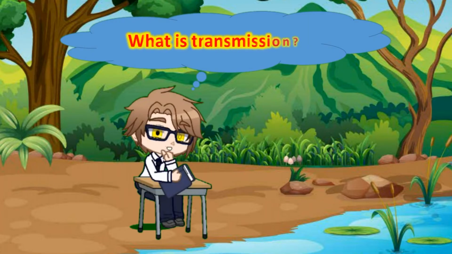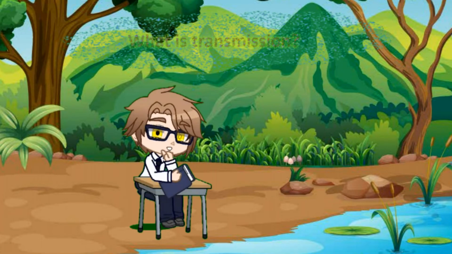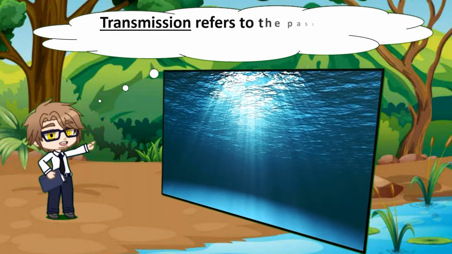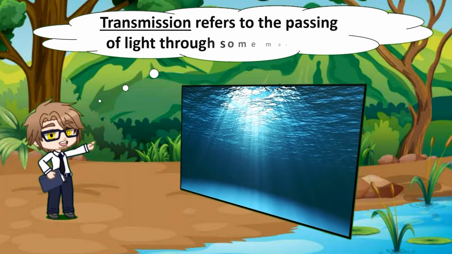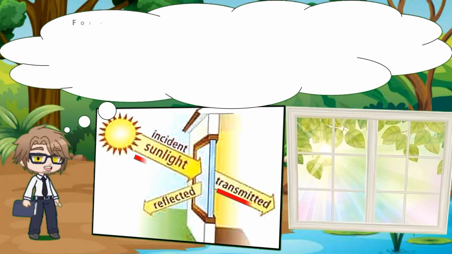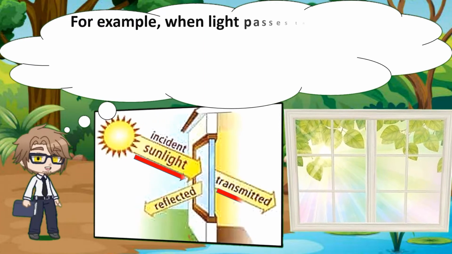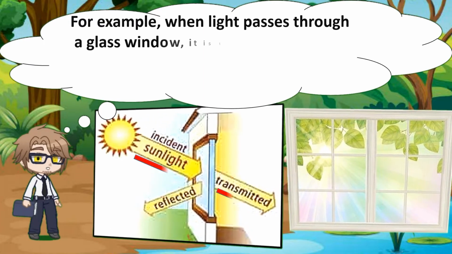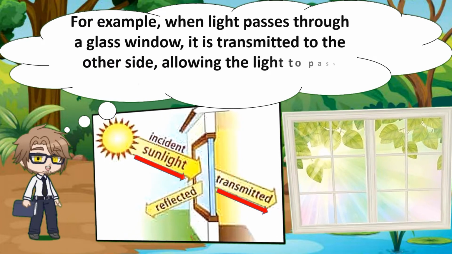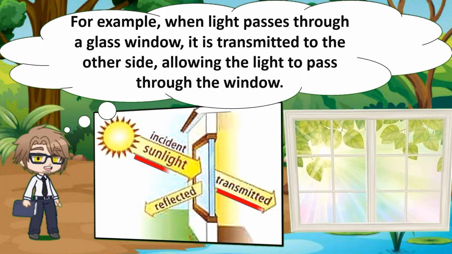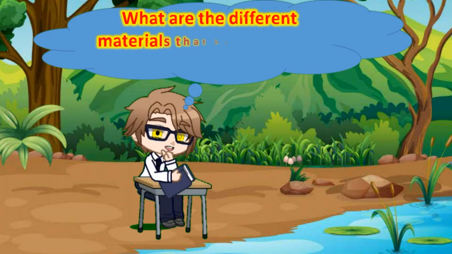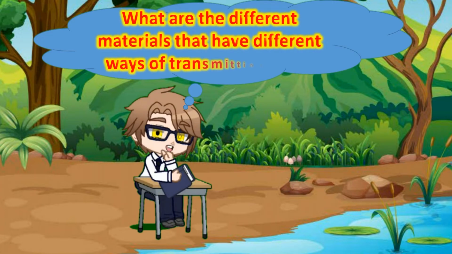What is transmission? Transmission refers to the passing of light through some materials. For example, when light passes through a glass window, it is transmitted to the other side, allowing the light to pass through the window. What are the different materials that have different ways of transmitting light?